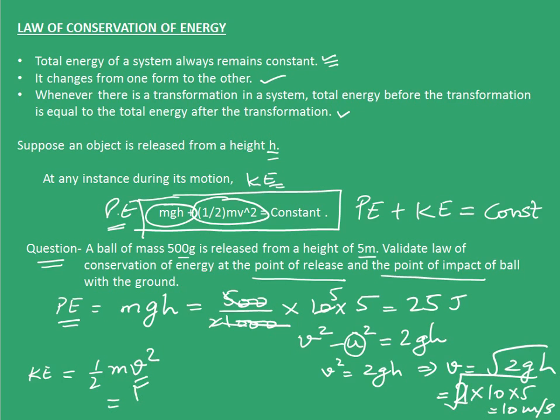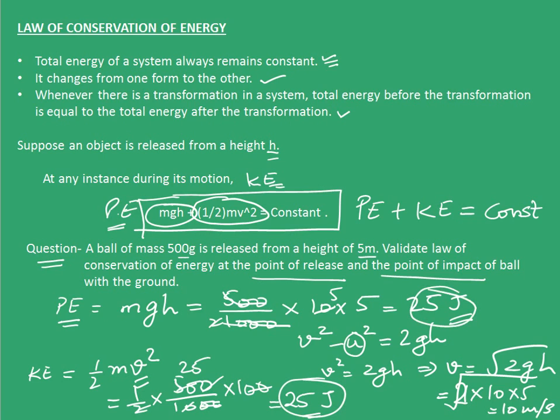Now I calculate the kinetic energy, which is half into 500 divided by 1000 into the velocity that I obtained, 10 square or 100. Now I again do some calculations, and what I find out is the energy again comes out to be 25 joules. Hence the initial total energy and the final total energy are both equal, and hence it is constant in this case, which is 25 joules. Hence the law of conservation of energy is validated in this case.